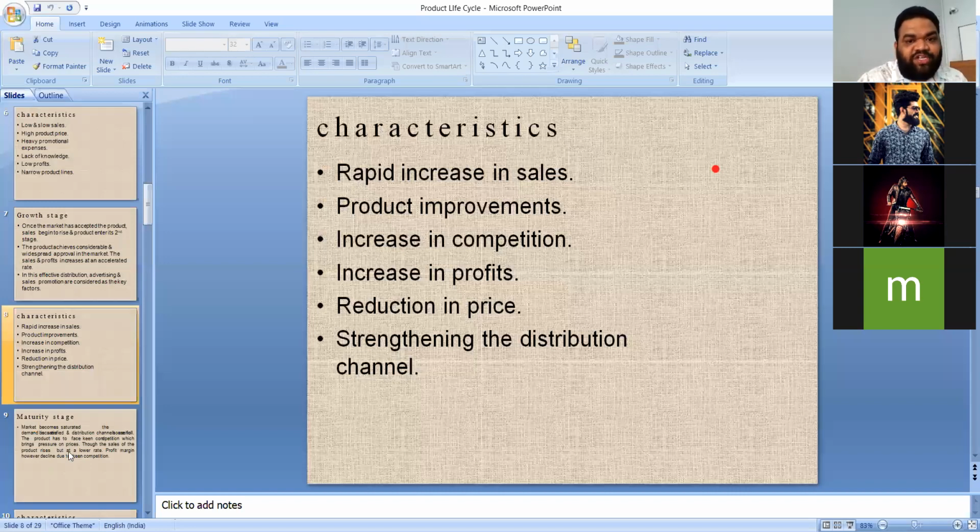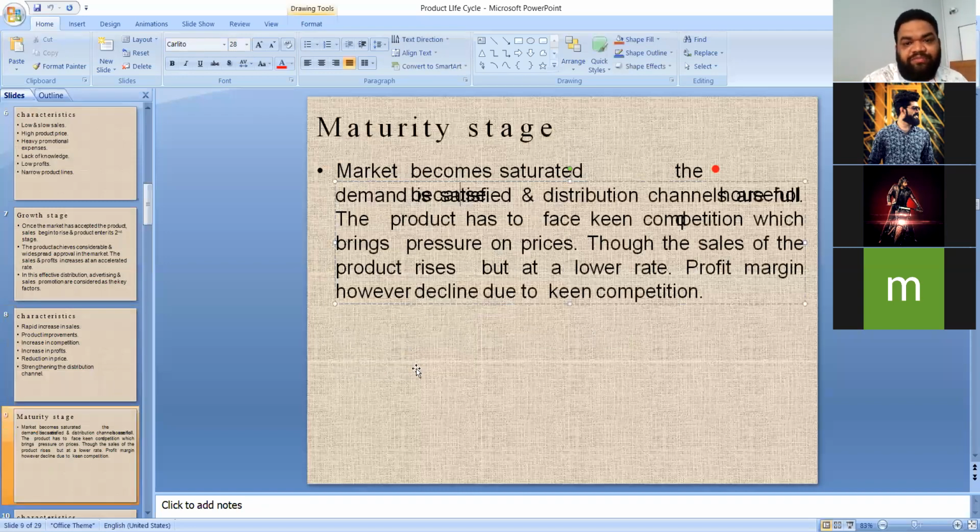Coming to the maturity stage. So what is the maturity stage? The product has to face keen competition here. So we have to increase the demand, and the distribution channel has to be very powerful. The keen competition brings pressure on prices. Though the sales of the product rise in the maturity stage, it is at a lower rate.